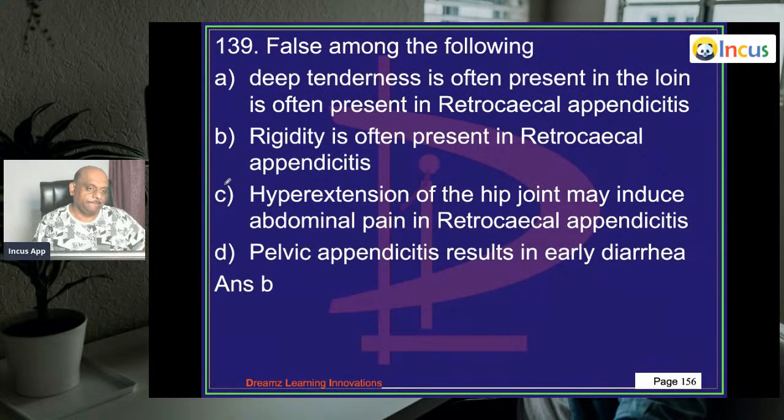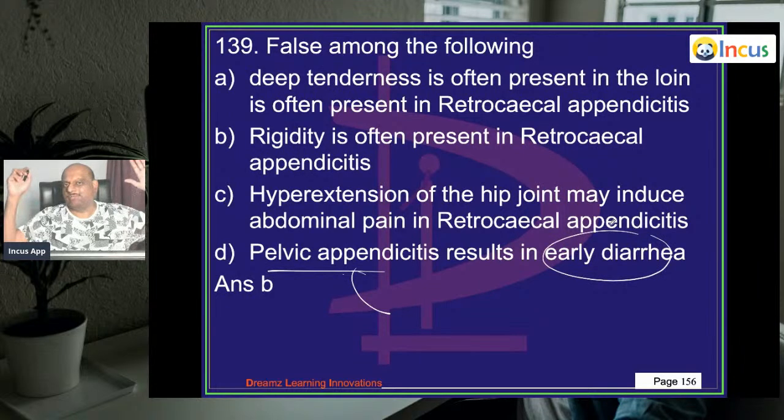Now, doc, what are the atypical clinical presentations of appendicitis? It is one of the favorite questions. Pelvic appendicitis can simply present like a diarrhea. That's why appendicitis is always a mimicker. It's a great mimicker, is what you need to remember.